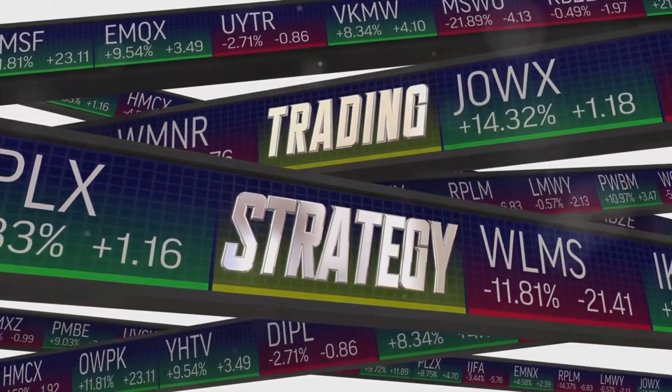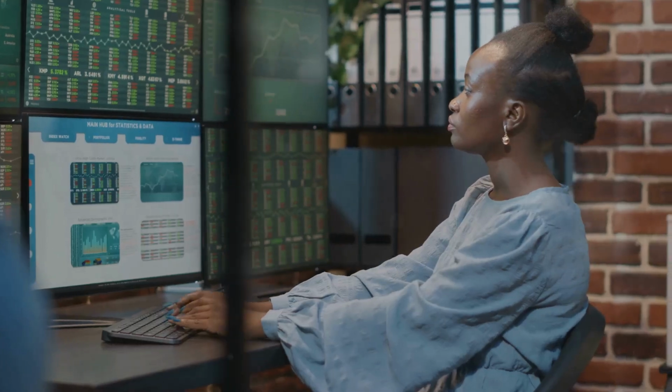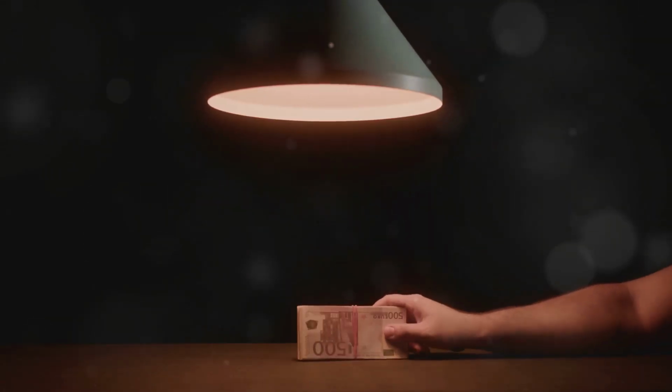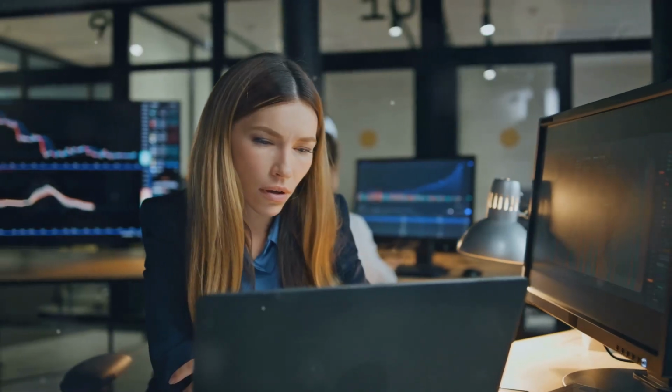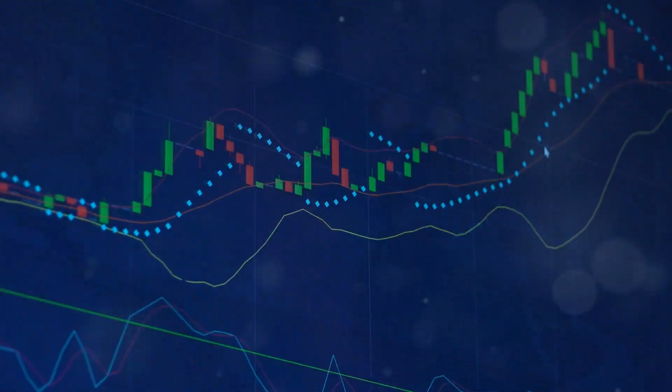Scene transition, how puts work. If the price of the underlying asset goes down, the put owner can sell the asset at the strike price. The seller pays more than the market price. If the price goes up, the put owner will not exercise the option and loses the premium. The seller keeps the premium and makes a profit.